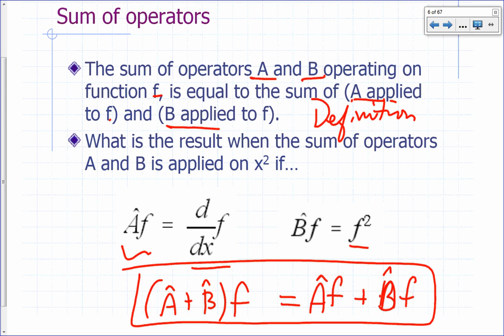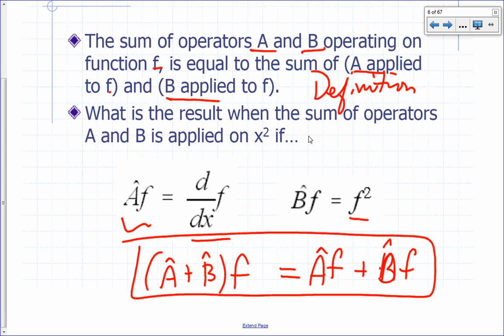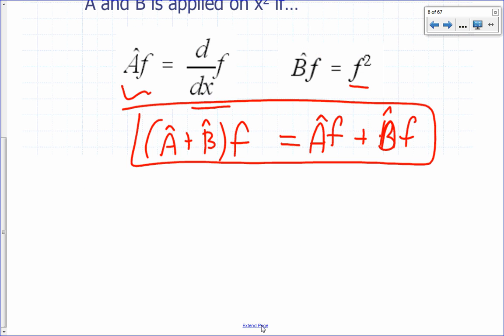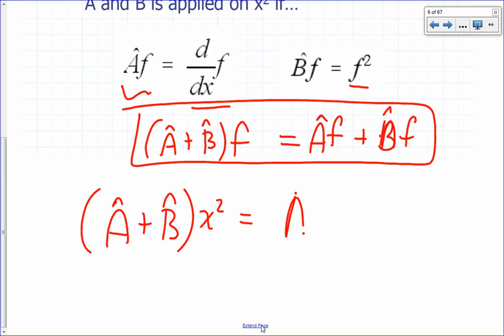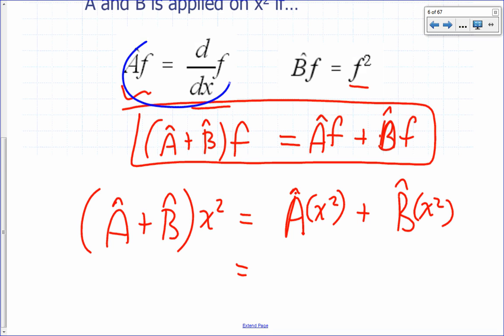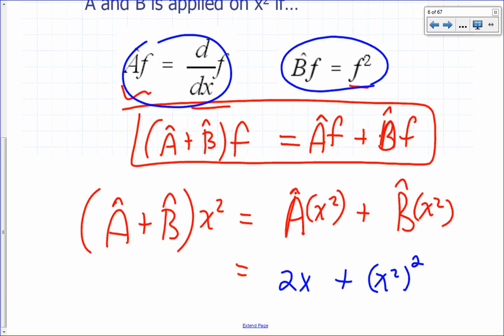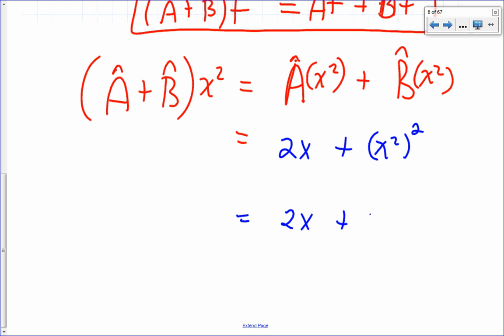You have two operators. The sum of the two operators simply means you apply each one separately and then combine the result. So what's the result if A plus B is applied on x squared? Then it's going to be A applied on x squared plus B applied on x squared. What's A applied on x squared according to our definition of A here? It's going to be 2x. What is B applied on x squared according to our definition here? X squared squared, right? So that's just going to give you 2x plus x to the 4th. Pretty simple so far.